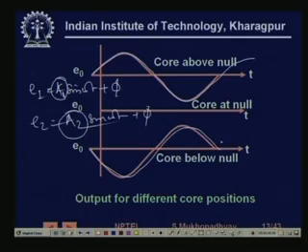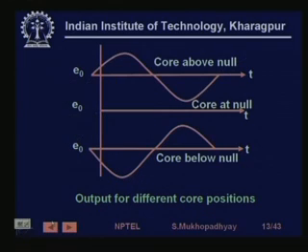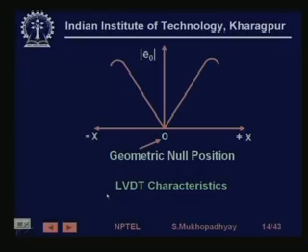In both cases you are getting a sine wave because your excitation is sinusoidal, but one sine wave can be called positive and the other negative, or there is a phase shift. So this is exactly what happens. You have output for different core positions, and the output amplitude will also change.